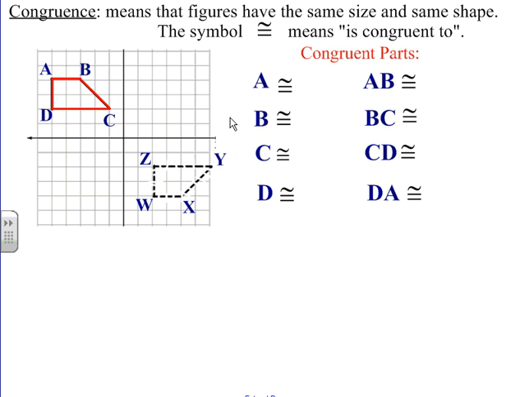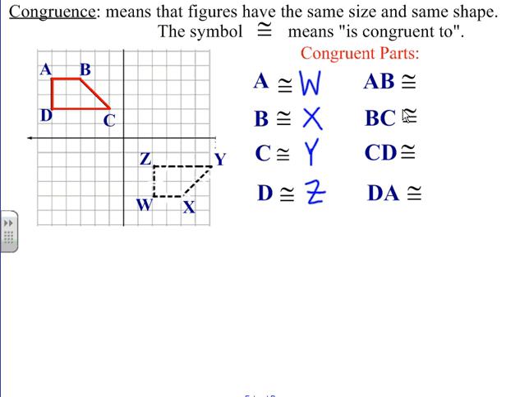Now, one of the things we have to be able to do is to talk about congruent parts. So let's take a look and see what parts are the same. So if we're talking angle A on the original pre-image, we know that angle A is congruent to angle W. So let's record that. We know that angle B is congruent to angle X, because we just showed that it flipped over, didn't we? We know that angle C is the same as angle Y, and we know that angle D is the same as angle Z. So now that would give us our congruent parts on angles.